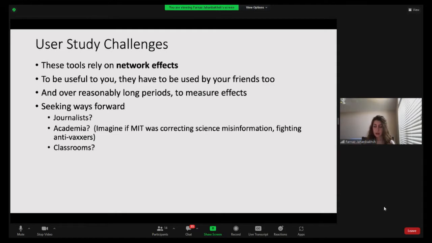We have initiated efforts to bring in journalists to use these tools for the benefit of the public. We've been thinking about deploying these tools in classroom settings. And we've also been thinking about having institutions like MIT vet and assess content. And now I'll hand it over to David to discuss some of the broader implications of this ecosystem.